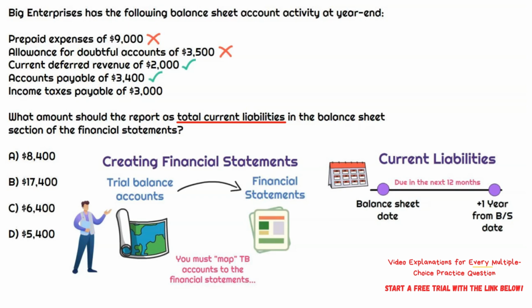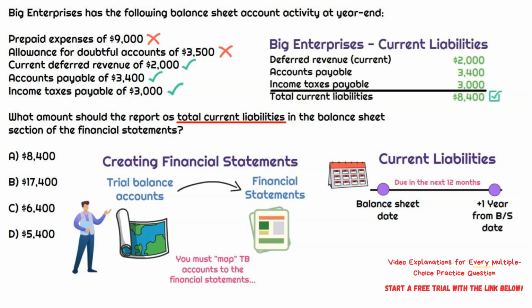And then this last one is income taxes payable of $3,000. When we owe money to the government, that's income tax that we still have to pay. We haven't actually paid them yet. Do you think the government wants to wait 12 months for us to pay them? Heck no. They want us to pay them as soon as possible. So by nature, income taxes payable is always going to be a current liability. So the only items we would include in current liabilities would be current deferred revenue, accounts payable, and income taxes payable, and that sums to total current liabilities of $8,400. So that's the correct answer.